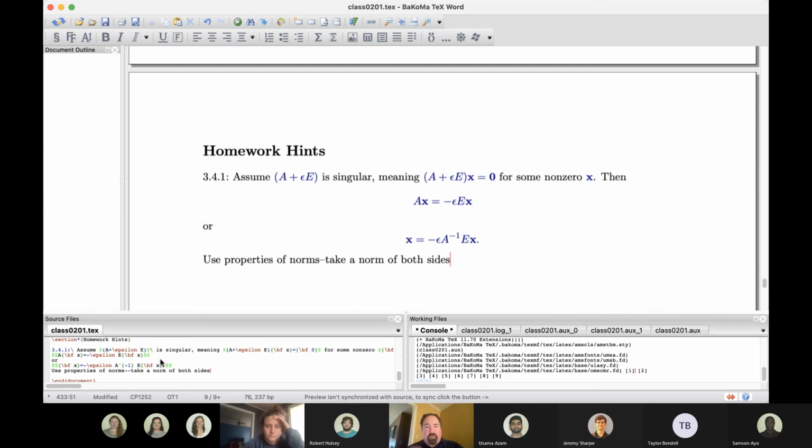Now we're dealing with a specific type of norm. We can assume any norm. If we take the norm of both sides of this, then properties of norms I've been talking about today can be used to arrive at a contradiction. Because we're assuming that the matrix epsilon A inverse E has a norm less than 1. And if we get some sort of contradiction there, then that would prove that A plus epsilon E is non-singular after all.